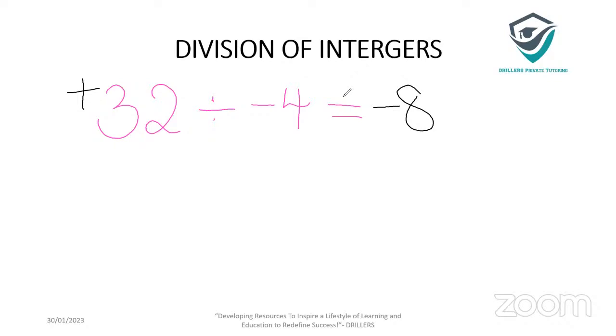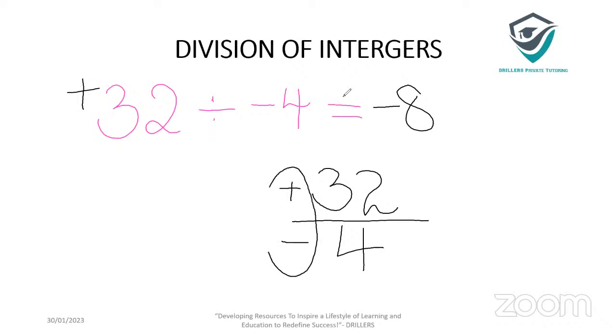Another way we can rewrite when we're doing division is that we can write it as a fraction. So I could put 32 over 4. And I know that this 32 is positive and this 4 is negative. So once I have different signs, I know that my answer is going to be negative. So 32 divided by 4 will give me 8. So you can write it as a fraction when you're doing division, and that could actually help you compare the signs easily.